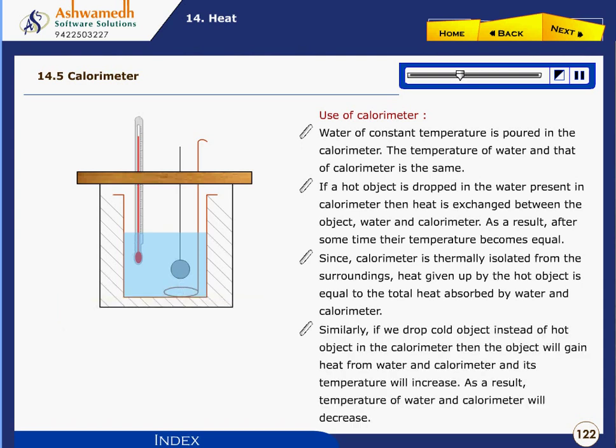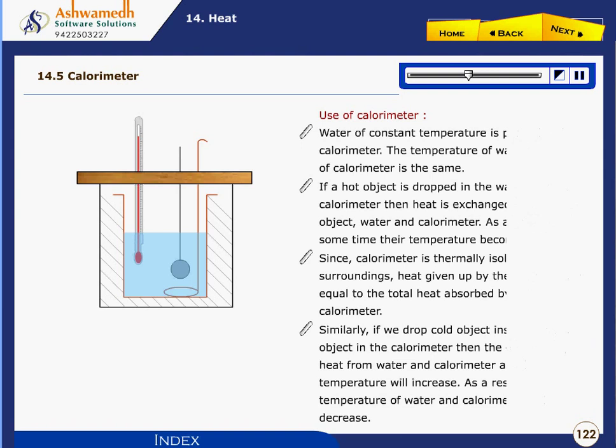Similarly, if we drop a cold object instead of a hot object in the calorimeter, then the object will gain heat from the water and the calorimeter and its temperature will increase. As a result, the temperature of water and calorimeter will decrease.